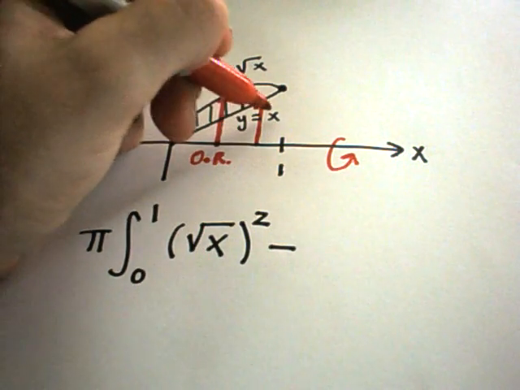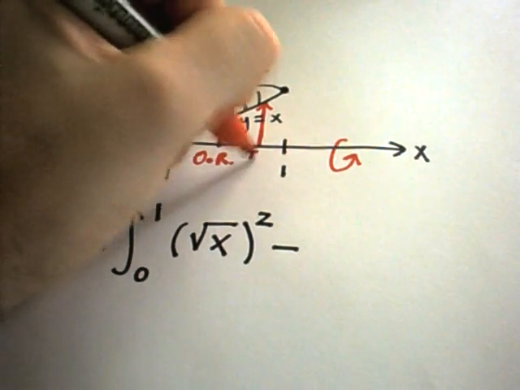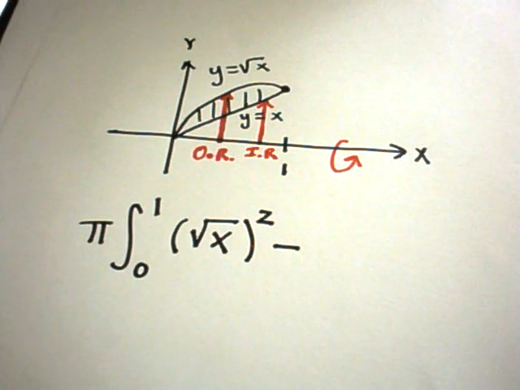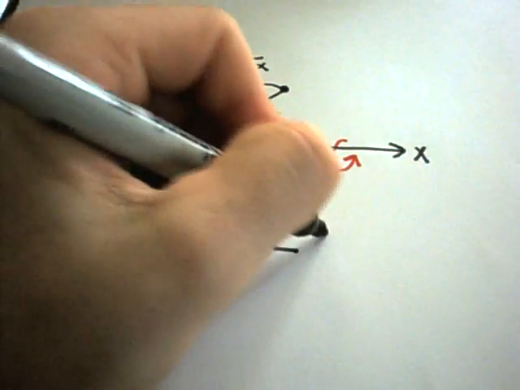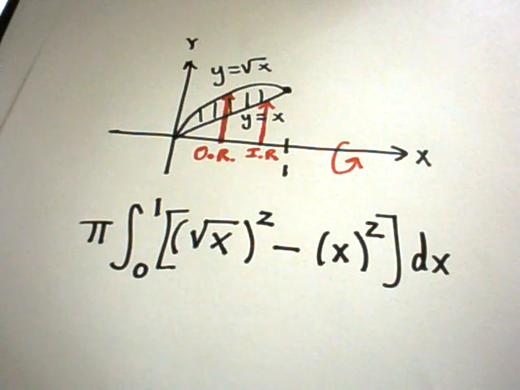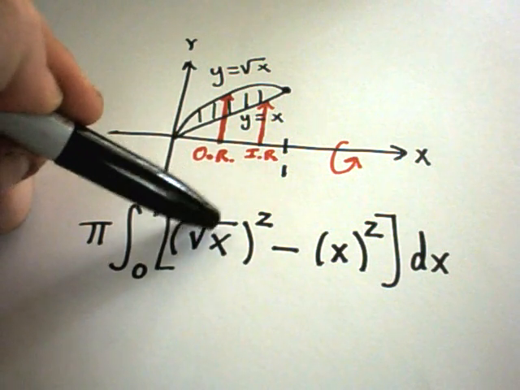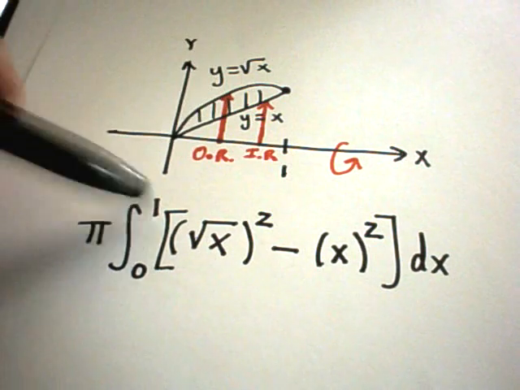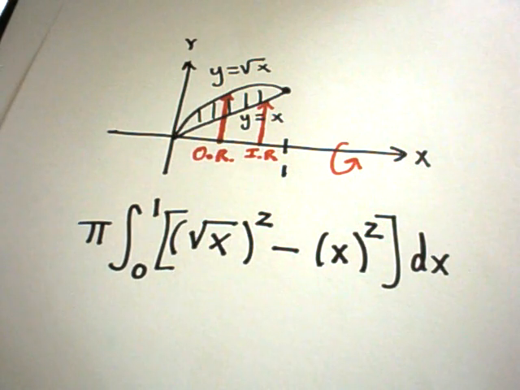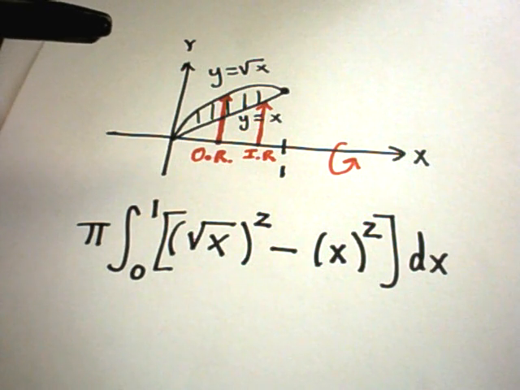Notice now I'm touching the curve y equals x. That's going to be my inner radius. So again, this is the inner radius. And now I'm touching the graph of just x, so that's the integral that I have to calculate. The square root of x squared is x, minus x squared, and then you just do your normal integration. And that would be the setup for this region rotated about the x-axis.